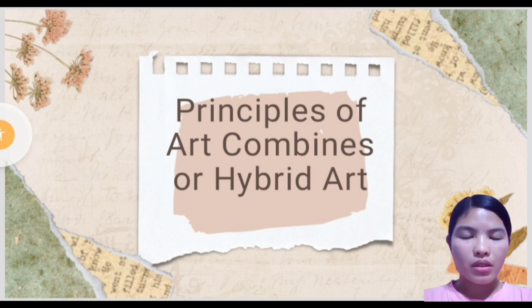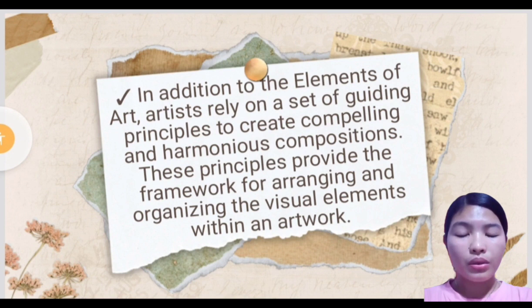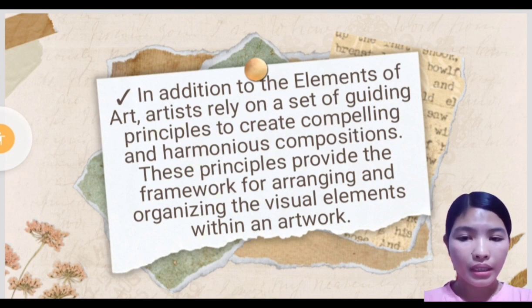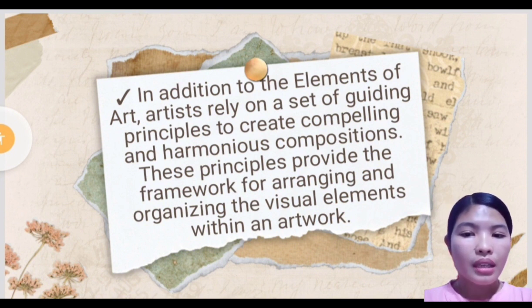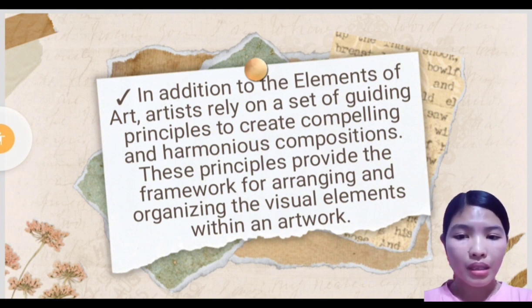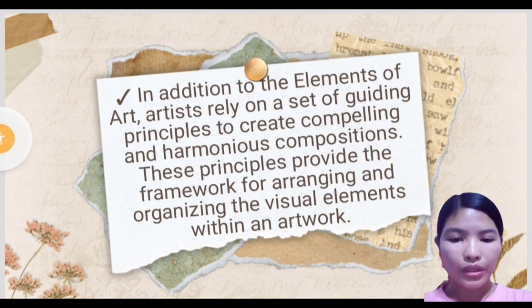Principle of arts combines or hybrid arts. In addition to the elements of art, artists rely on a set of guiding principles to create compelling and harmonious composition. These principles provide the framework for arranging and organizing the visual elements within an artwork.